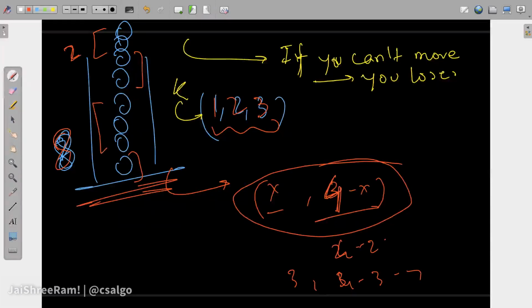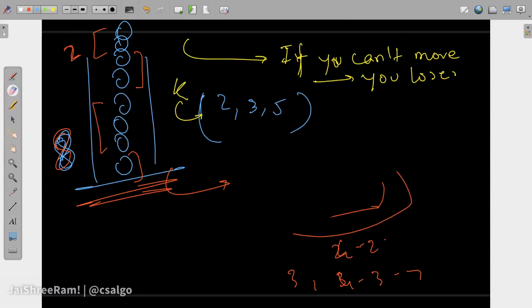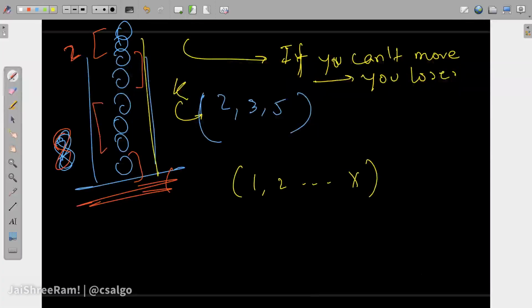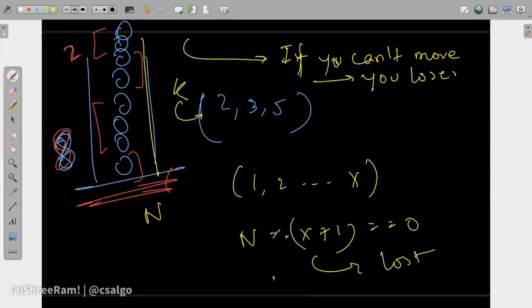We can repeat moves, like 4 minus x, but let's come back to the original problem. In the original problem, the moves might be 2, 3, 5, and in that case a rule like this does not work. The version that I showed you was called the continuous subtraction game, and in that game you have a very nice rule: if you have continuous moves 1, 2, 3 up to some x, then if the number of stones n mod (x plus 1) is equal to 0, it's lost, or else it's a win.